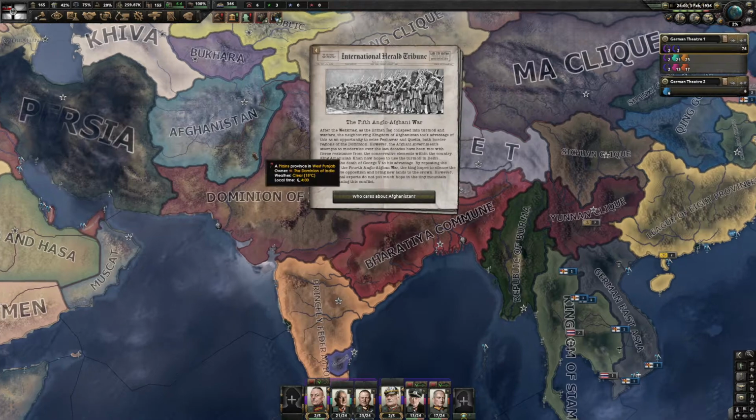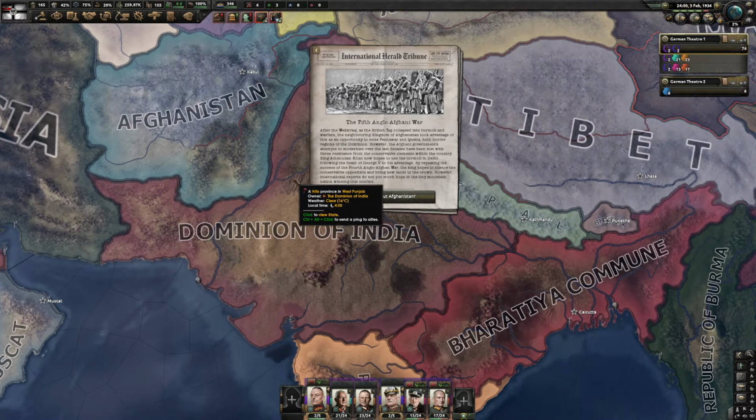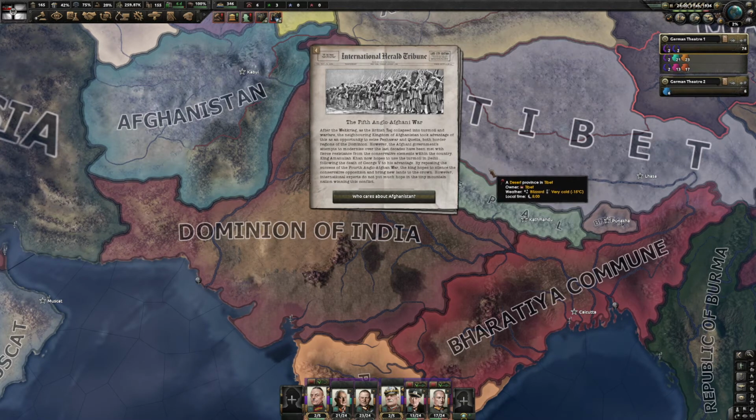The Fifth Anglo-Afghani War. After the Weltkrieg, as the British Raj collapsed into turmoil and warfare, the neighboring kingdom of Afghanistan took advantage of this as an opportunity to seize Peshawar and Quetta, both border regions of the Dominion. However, the Afghani government's attempts to modernize over the last decades have been met with fierce resistance from the conservative elements within the country. King Amanullah Khan now hopes to use the turmoil in Delhi following the death of George V to his advantage by repeating the success of the Fourth Anglo-Afghan War. The king hopes to silence conservative opposition and bring new lands to the crown. However, international experts do not put much hope in the tiny mountain nation winning this conflict.